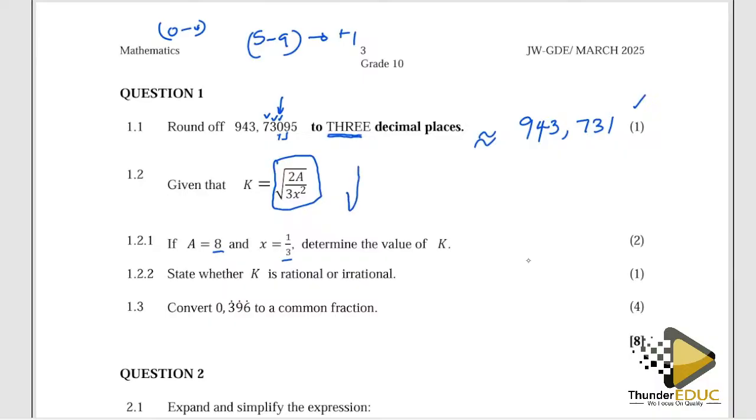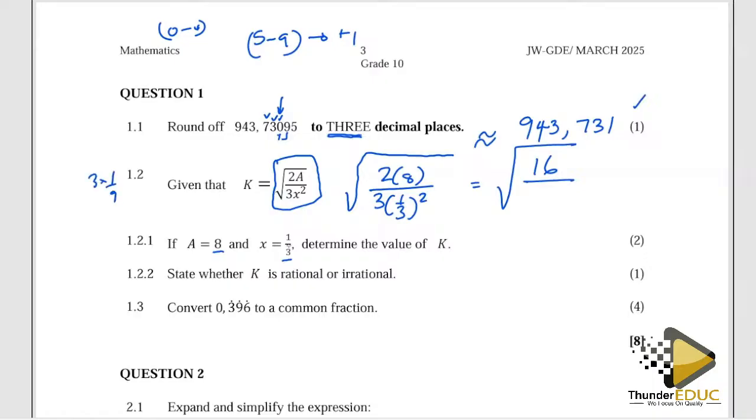So that's going to be the square root of 2 multiplied by 8 over 3 into 1 over 3 squared. This step is vital because it shows that you're doing the substitution. And then that's going to be 16 over a third squared, which is 1 over 9. And then 3 times 1 over 9 gives us 1 over 3. So this over that, 1 over 3. And then you play around with this. 16 over a third must give us 48. So you're going to be looking at the square root of 48.